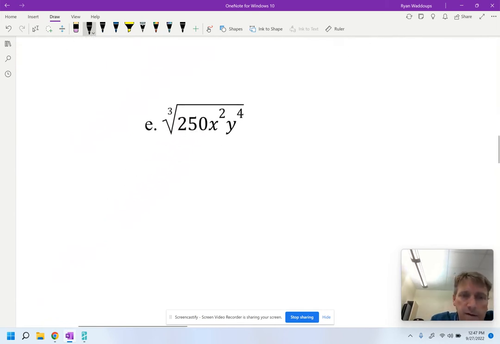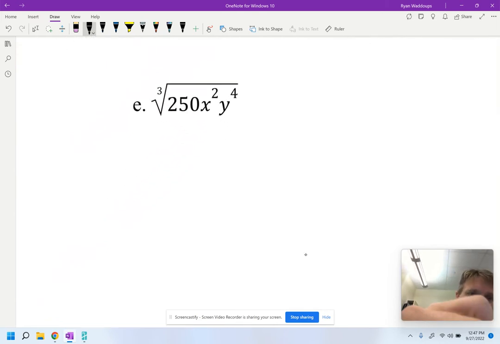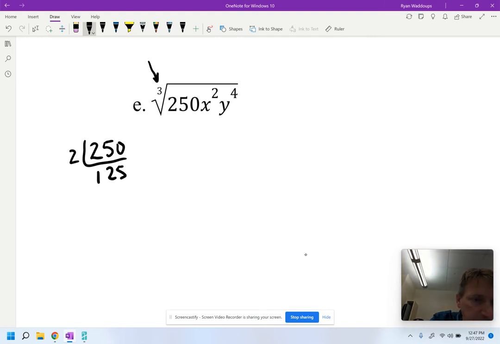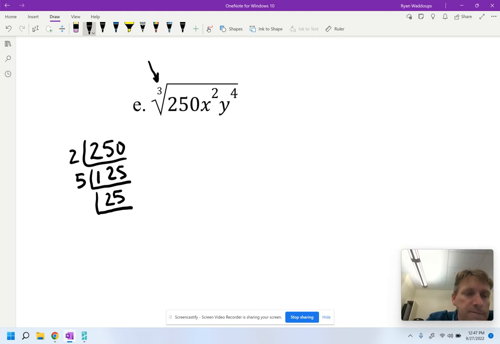All right, let's look here. This time we have a cube root, so we'll see what that looks like here in just a second. Let's do the factors of 250. 2 goes into 250 125 times. And now 125 is not even, so we can't divide it by 2. So I look at 3, and it's not divisible by 3. The next prime number is 5. And 5 goes into 125 25 times. And 5 goes into 25 5 times.